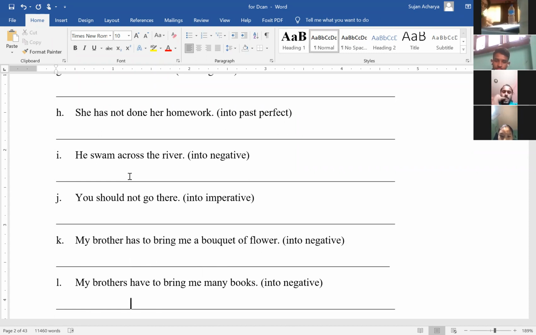My brothers have to bring me many books. Negative: My brothers don't have to bring me any books.